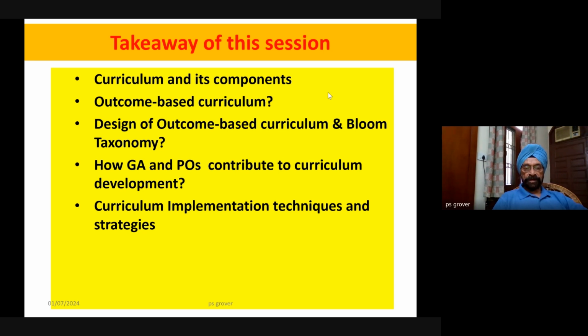Then what are graduate attributes and program outcomes? How do they contribute to the preparation of curriculum? Then curriculum implementation and technique strategies.